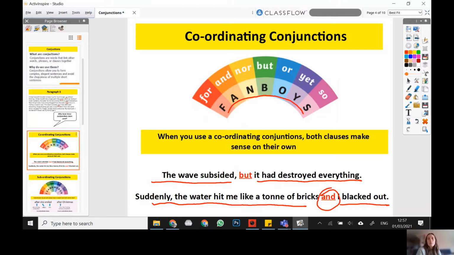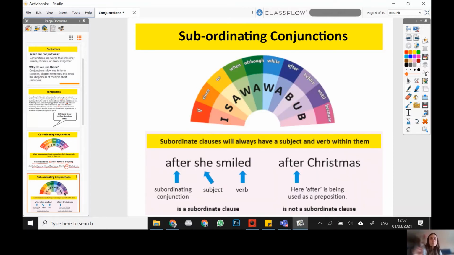For, and, nor, but, or, yet, or so. These make up the main coordinating conjunctions that you can use. So let's have a look now at subordinating conjunctions.